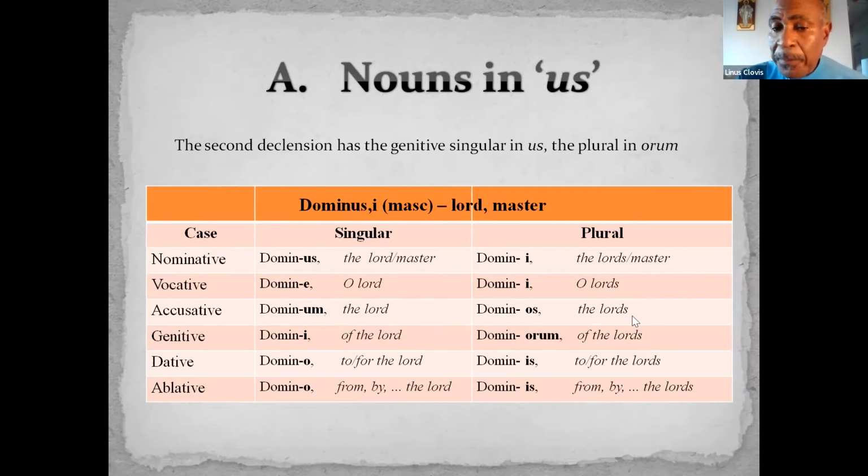OS, the Lords. For the genitive, and this is the important one, the genitive becomes I. Okay, so it's of the Lord. And you notice it's like the plural of the nominative. Similarly for the first declension. I'm saying this so you can recognize the patterns. And then the plural is dominorum.